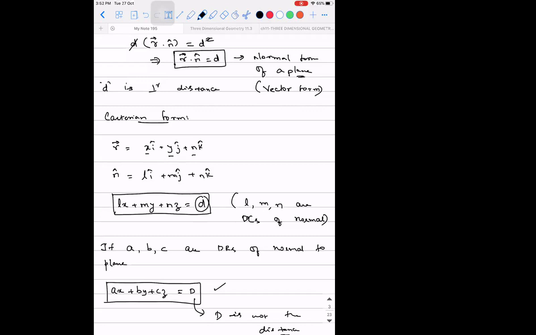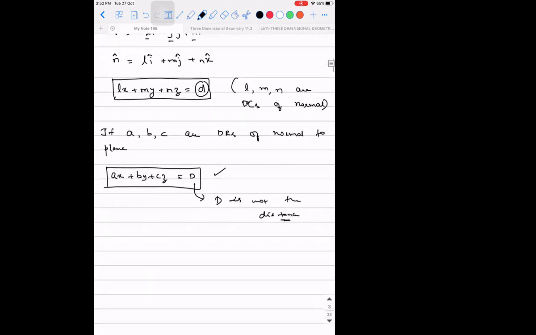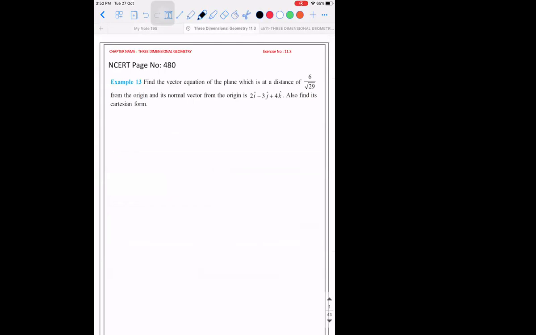Done? Okay. I'll do a problem and show, then I'll explain why that has come. See, concentrate. I'll tell you what the common mistakes are. Find the vector equation of a plane which is at a distance of 6 by root 29 from the origin. So what is given here? Small d is given, 6 divided by root 29, and its normal vector from the origin is 2i cap minus 3j cap plus 4k cap. What is the equation of a plane in the normal form? R vector dot n cap is equal to d, where R vector is a general point. So what else is given now?